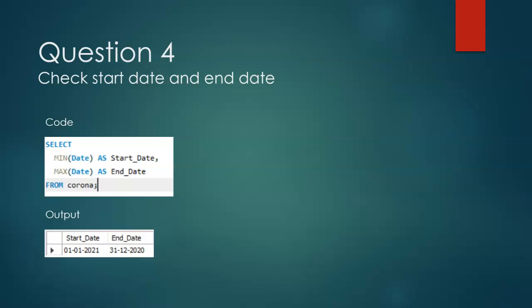Now, checking for the start date and end date, we can use the count as total rows as mentioned before, and also we can select the minimum and maximum of the date column, which will give us the output in a sorted manner.